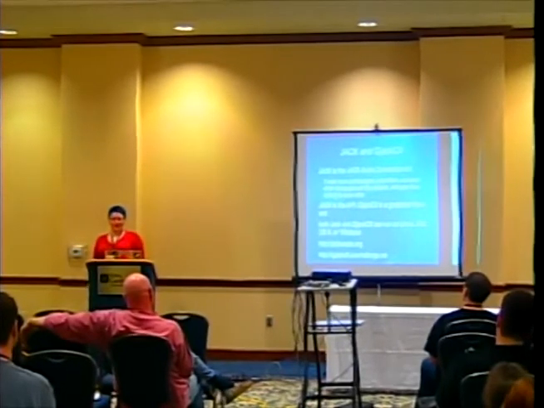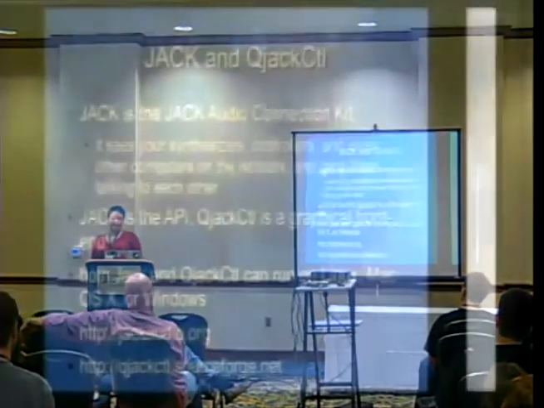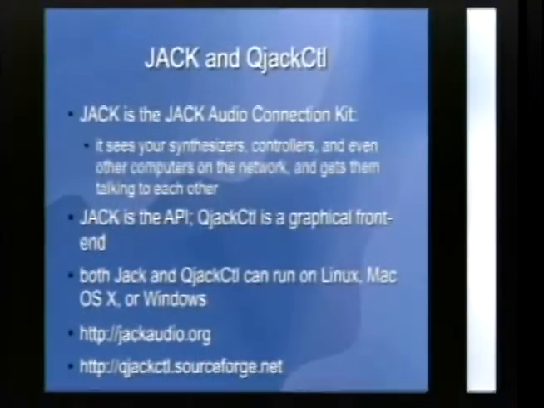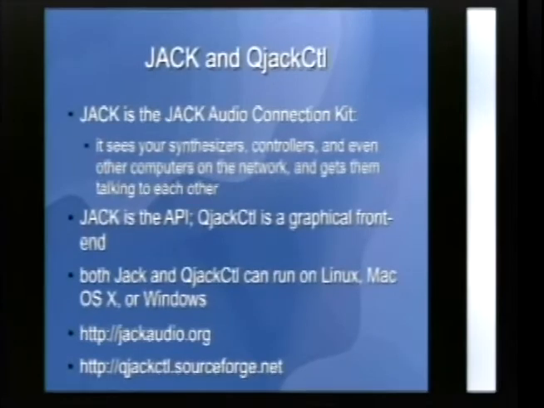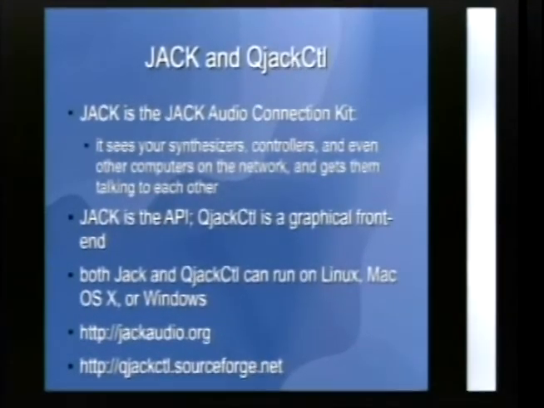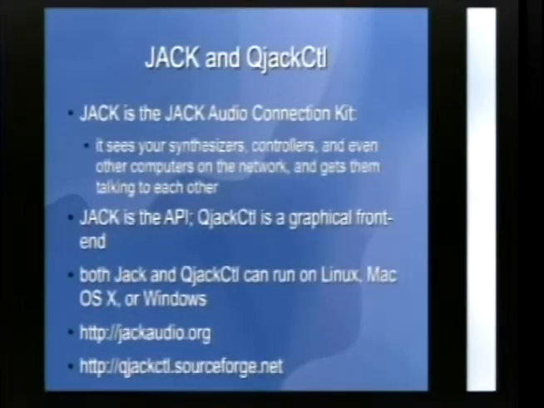Jack is the Jack Audio Connection Kit, because open source software loves recursive acronyms. It sees your synthesizers, it sees your controllers. You can even have it configured to see other computers on a network. You can work it over the network. And it gets them talking to each other. Technically, Jack is the name of the API. QJackCtl is a pretty easy to manage graphical front end to Jack. These programs can run on Linux, Mac OS X, or Windows.